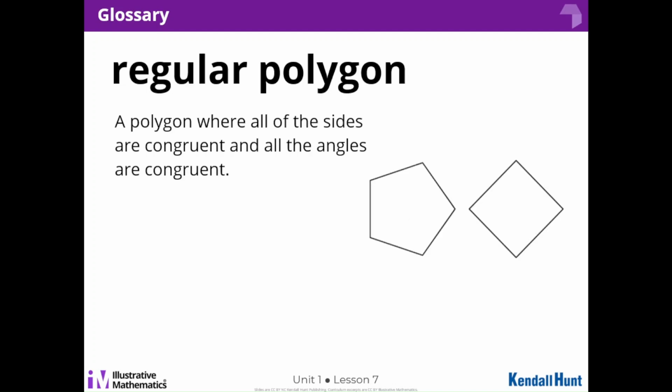And our final glossary term for this lesson is going to be regular polygon. In order for something to be thought of as a regular polygon, all of the sides must be the same length, and all of the angles must have the same measurement. Now let's get started on the practice problems.